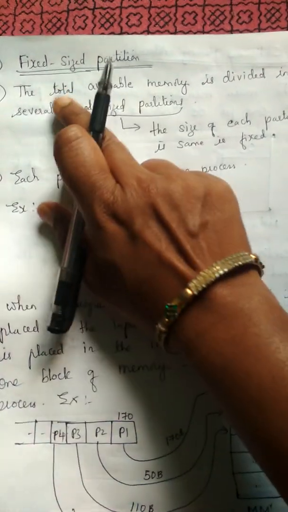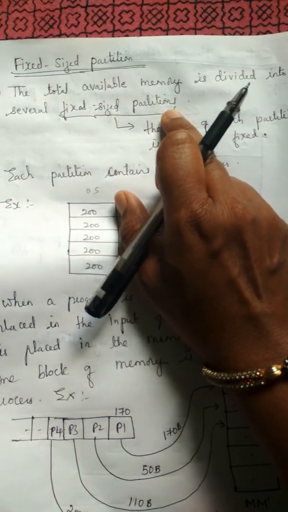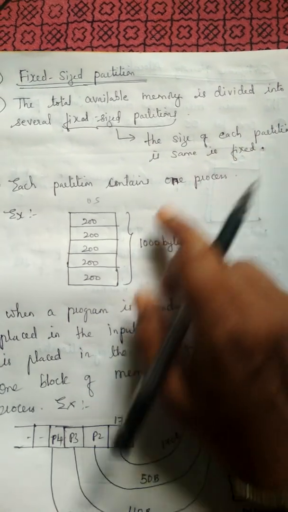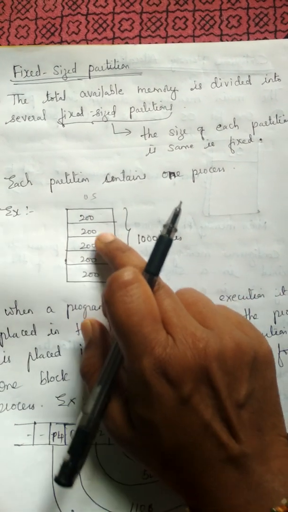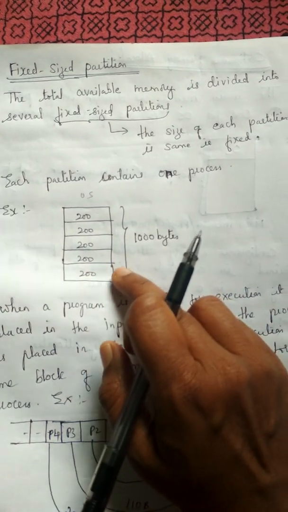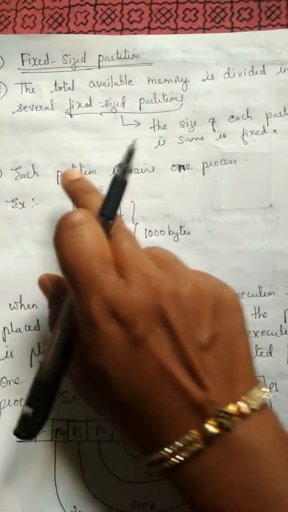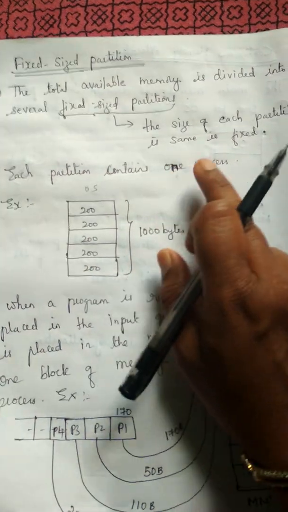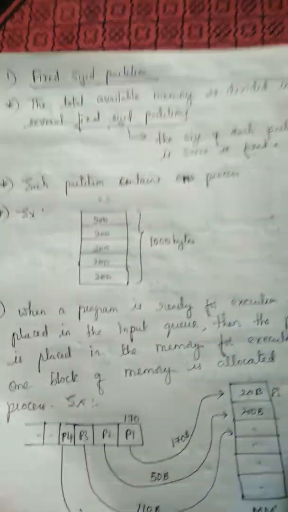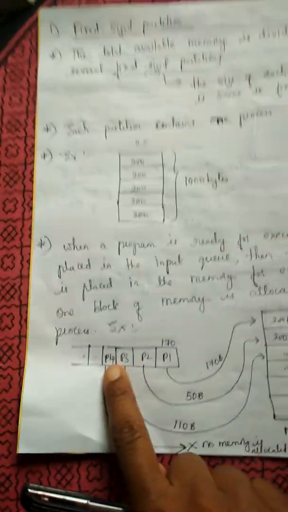The total available memory is divided into several fixed-size partitions. The size of each partition is the same, that is, it is fixed. If this partition is 200 bytes, the remaining also should be 200, 200. So it is an equal number of fixed blocks with the same size. How many processes does each partition contain? One process.